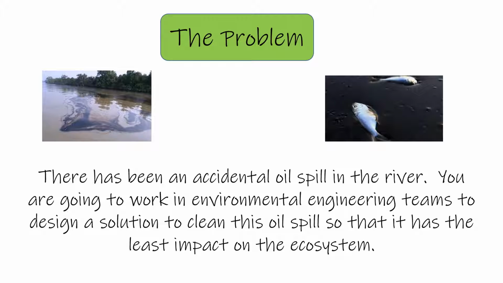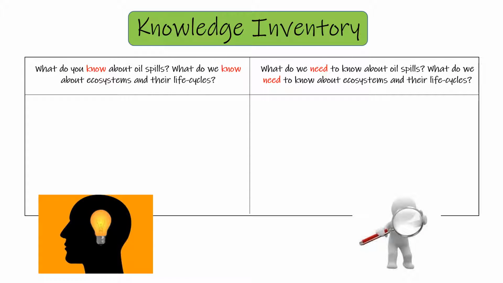Then, students will define the problem together with their groups. Now students will work with their teams to come up with what they know about oil spills, ecosystems, and life cycles. Then they will come up with what they need to know about oil spills, ecosystems, and life cycles. Then they will begin to research.